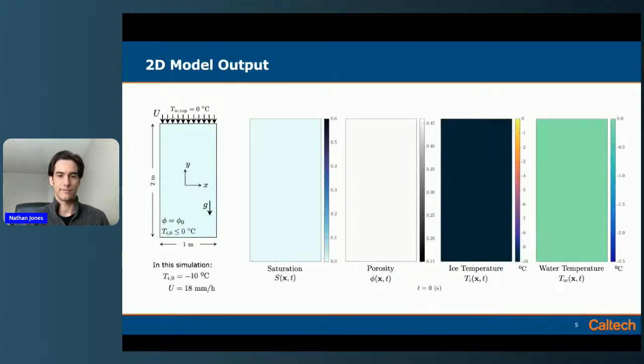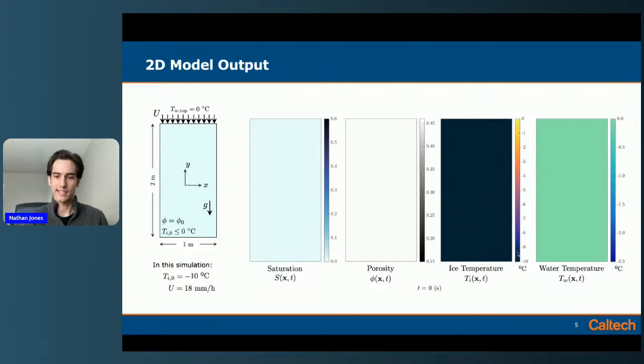So an example of what this model output would look like is if we consider this system. So this is a 1 meter by 2 meters to give you the sort of length scale here. Initially dry, or saturation here is close to 0. Initially homogeneous in porosity, which is an okay assumption. For now, we're just kind of demonstrating the baseline of this model.